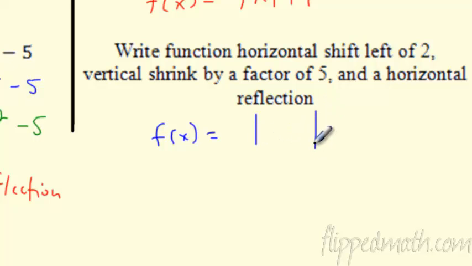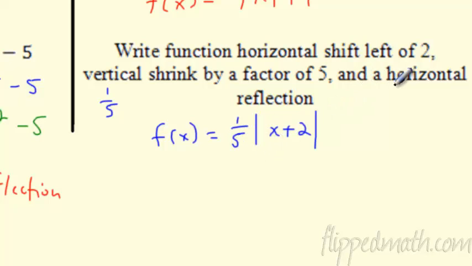If I start inside the absolute value, I need to take care of this shift left. To shift it left 2, I'm going to go plus 2. So there's my shift. I've got this vertical shrink by a factor of 5. Remember, that's kind of weird. This gets confusing. That's like saying it's shrinking by a factor of 5, or it's 1/5 of the original. So the shrink of factor 5 is like shrinking it to 1/5 of its normal size, so that 1/5 is going to go out here.